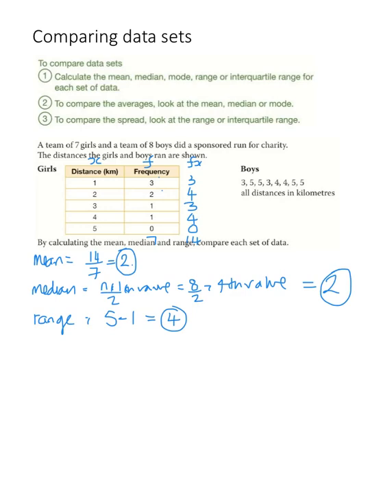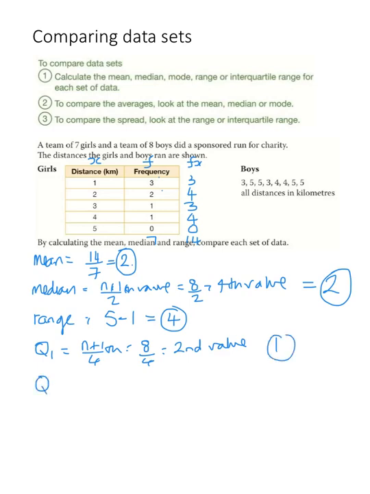And then it asks for the interquartile range. So I need to work out what Q1 is. Now Q1 is a quarter of the way along, so it's the n plus 1 over 4 value. So 7 plus 1 is 8, divided by 4, which means 2, so I want the second value. And the second value along here, if we've got 3 ones, is going to be a 1.